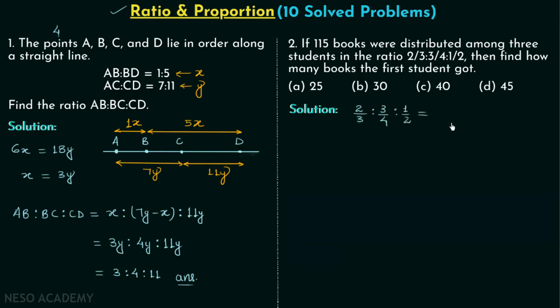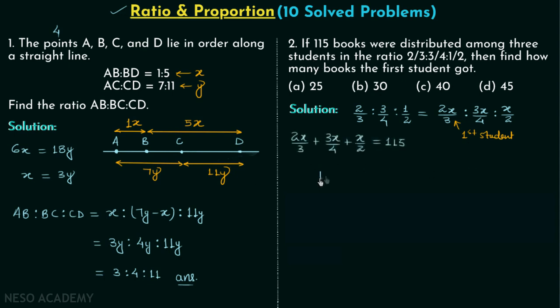Let's say the common factor is x, so we will have 2x/3 ratio 3x/4 ratio x/2. And 2x/3 is the number of books the first student got. Now we will shift our focus to finding out the factor x. We can have the factor x from the fact that there are total 115 books. So when you add the books got by first student, second student and third student, you should have 115.